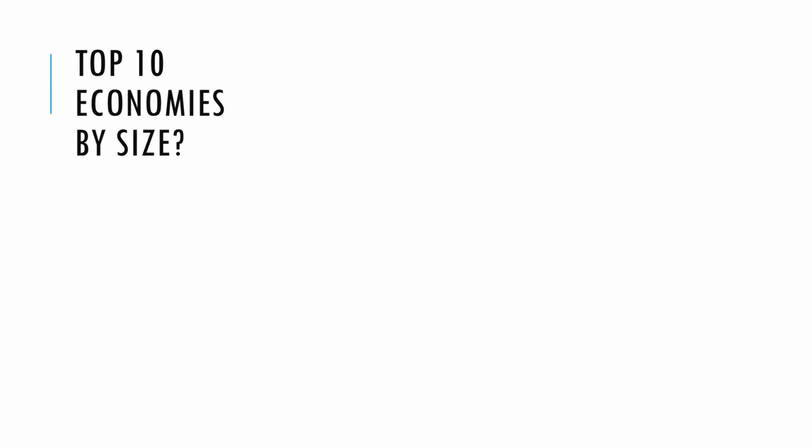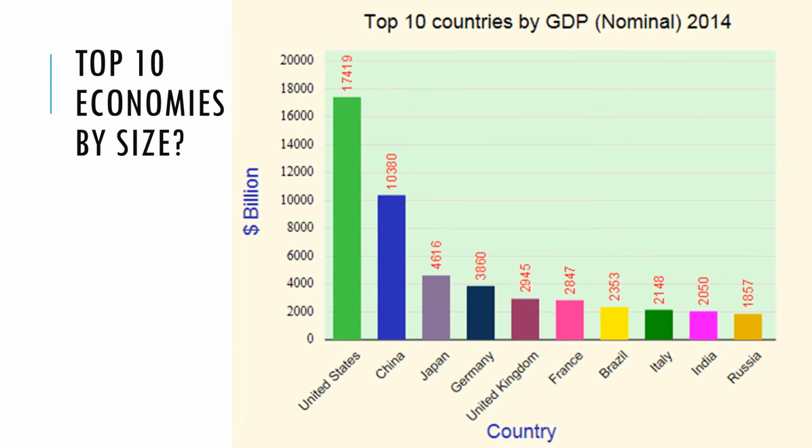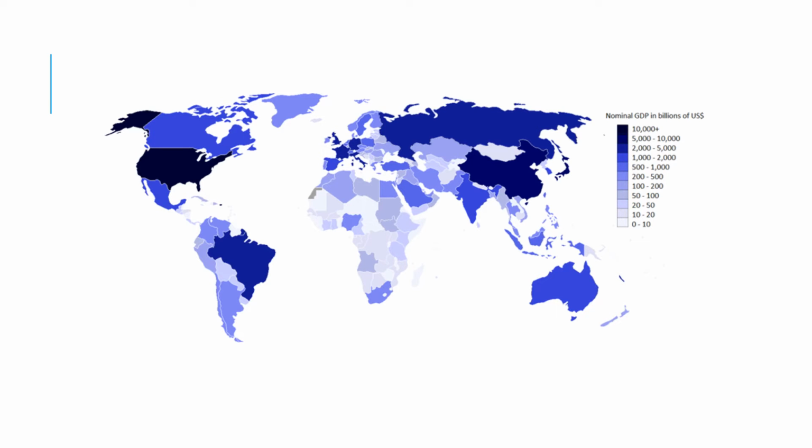So what do you think are the top 10 economies by size in the world? You might want to pause the video, have a quick guess, and these are our answers. Looking round the world, the darker colour here represents larger GDP. The value produced by that country is greater. A lighter, more transparent colour represents a lower level of GDP.